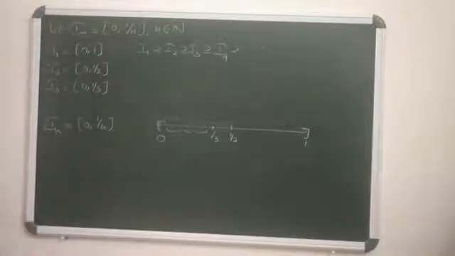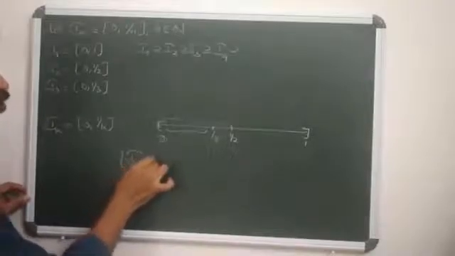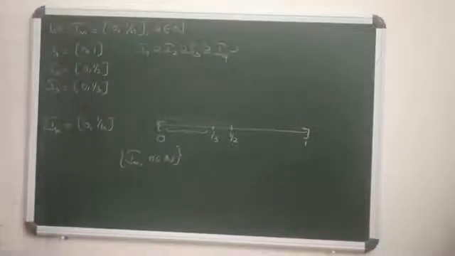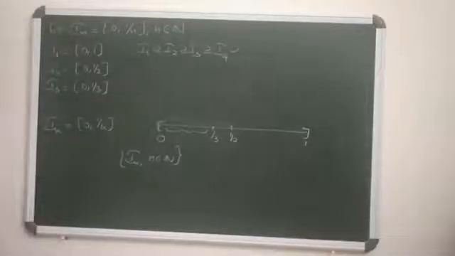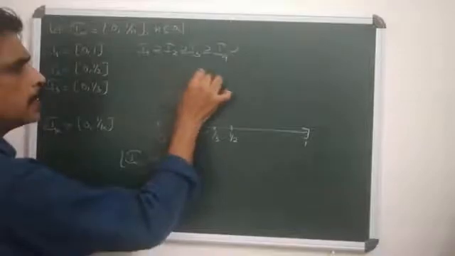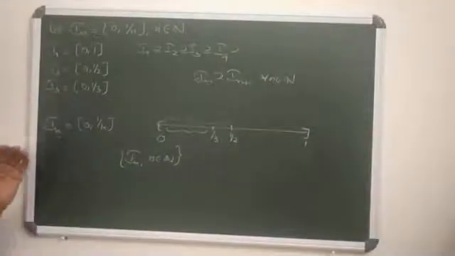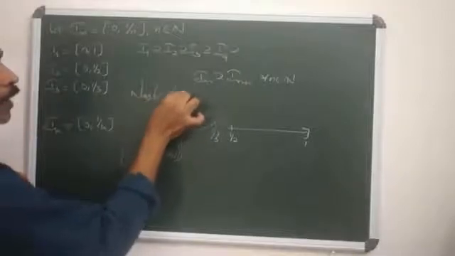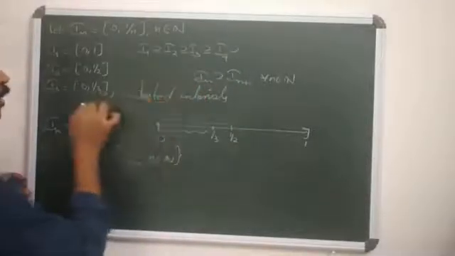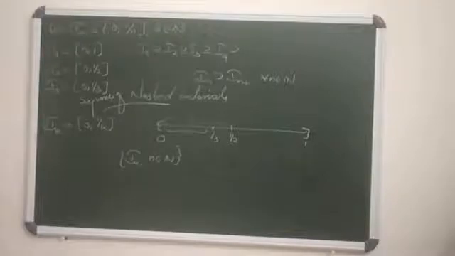Then consider such sequences. Let In be the collection of all such intervals, where n falls in N, having the property I1 superset I2 superset I3 superset I4, etc., such that In is a superset of In+1 for all n in N. Then this sequence of intervals is called a sequence of nested intervals. This is important.